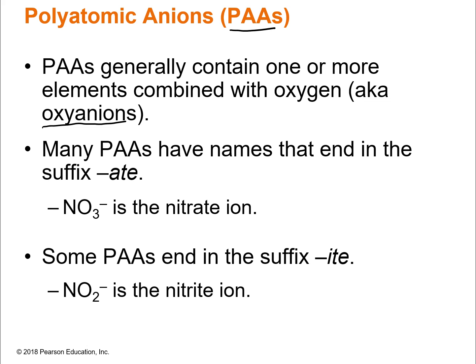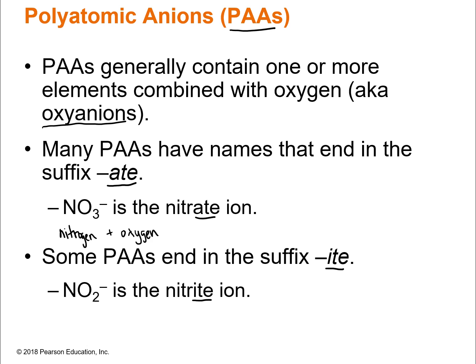Many of these polyatomic anions have a suffix ATE at the end. So NO3 minus is the nitrate ion. Notice how it's nitrogen plus oxygen. So it's an oxyanion. Some of these oxyanions, though, have ITE. So NO2 minus is the nitrite ion.